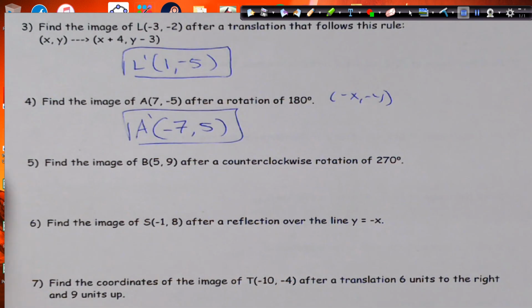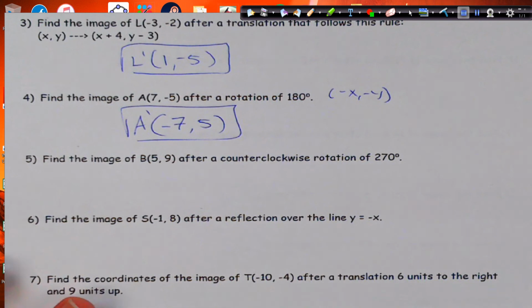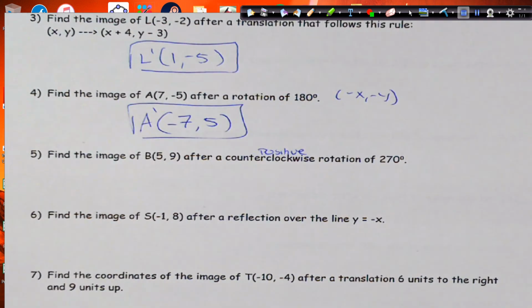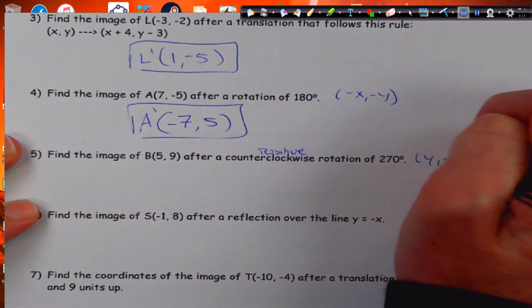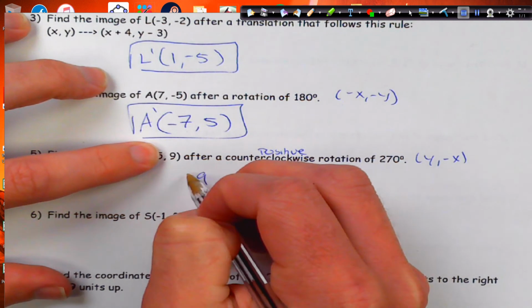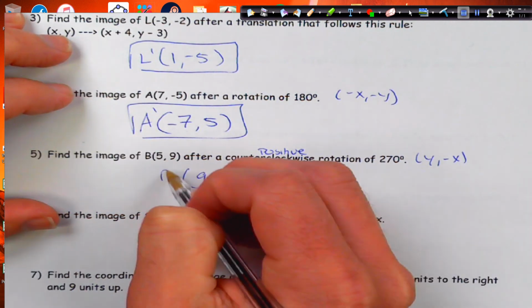Find after a counterclockwise. Okay, so counterclockwise is a positive rotation, just to let you know. So it's just a 270 rotation, which is y comma negative x. So this guy is going to go to the back, become negative, and 9 is going to come to the front, and that is B prime.